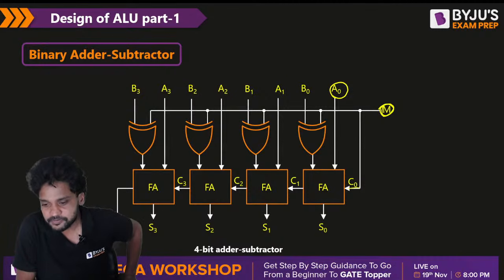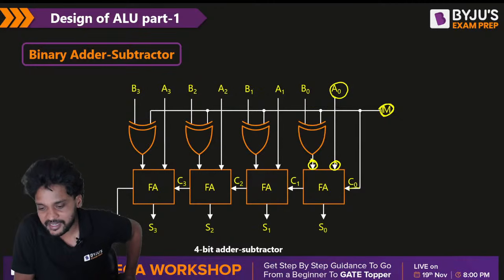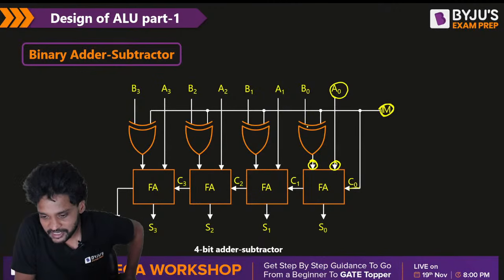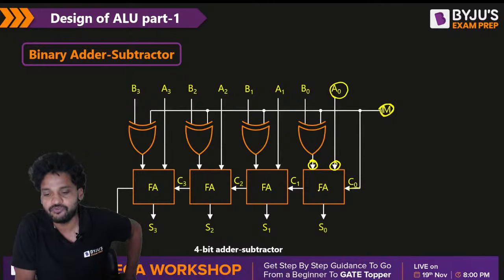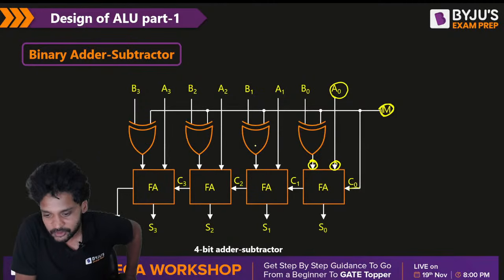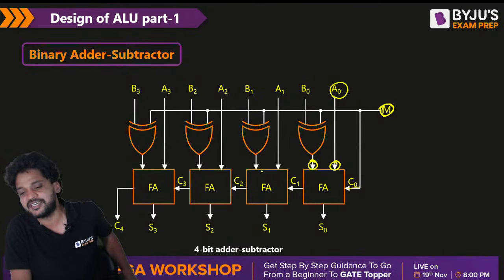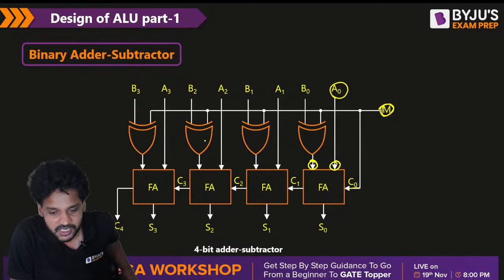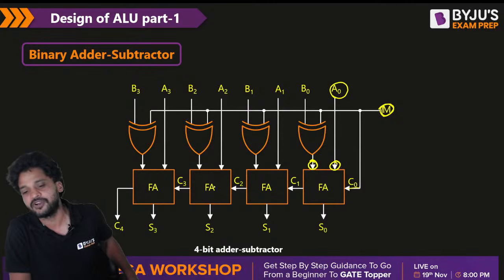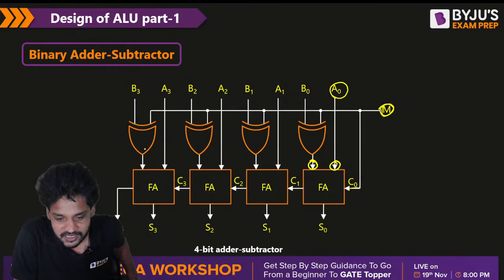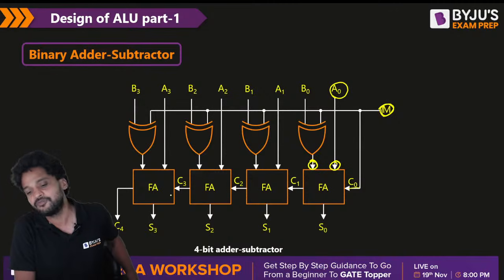Of course, this is A. This must be from B, right? But we did not connect it directly. Rather, B is connected to an XOR gate. The output of the XOR gate is connected to the full adder. Here also, B1 is connected to the XOR gate. Output of the XOR gate is connected to the full adder. B2 is connected to the XOR gate. Output of the XOR gate is connected to the full adder. B3 is connected to the XOR gate. Output of the XOR gate is connected to the full adder.